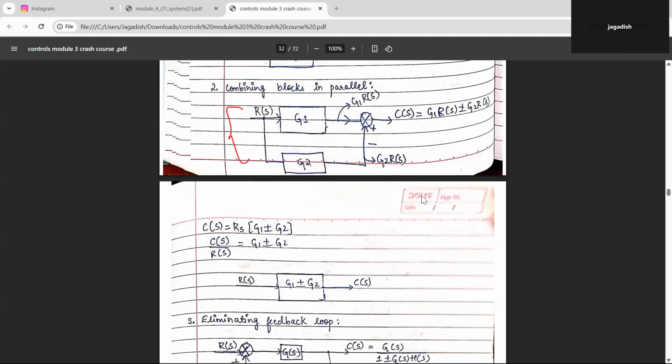If you want, you can take the printout of the notes. Very good notes they are. If you study all the 5 modules of these notes and practice the problems, you will get above 50 or 60, more than that. We have put in a lot of effort.